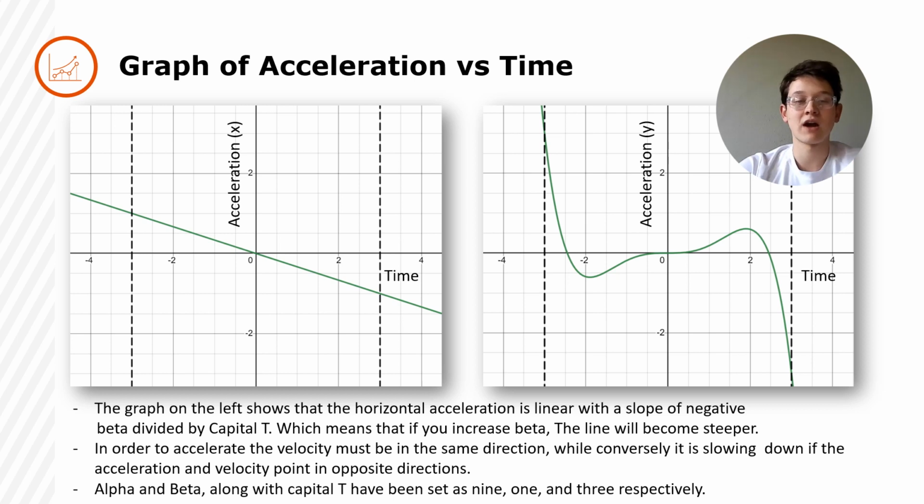Now looking at the graph on the right, which represents acceleration in the y component, we see that if we increase alpha, the magnitude of acceleration in the y direction increases. Additionally, the graph shows us that acceleration is the largest at negative capital T and lowest at positive capital T. And finally, in between these 2 points, the acceleration changes direction 3 times.